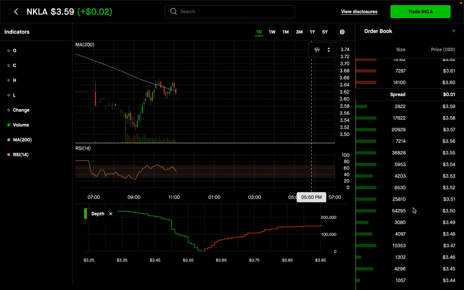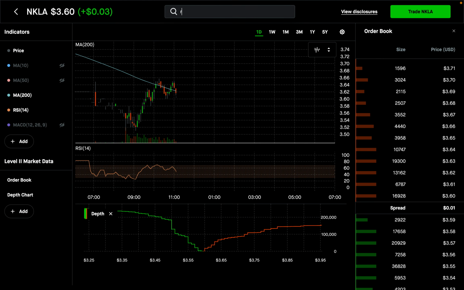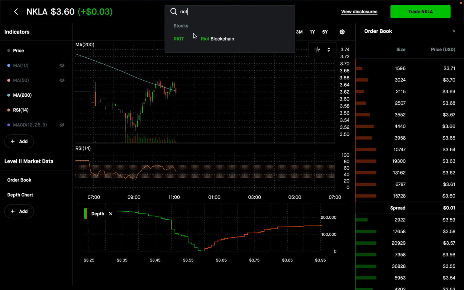25,000, 54,000 shares, potentially looking to get filled right here. So again, this can be very useful, can really show you huge walls where there's a lot of shares potentially trying to get filled, purchased, or it could also show you where there's a lot of shares looking to potentially get sold at. So for example, let's say we switch over to Riot, so ticker symbol RIOT.